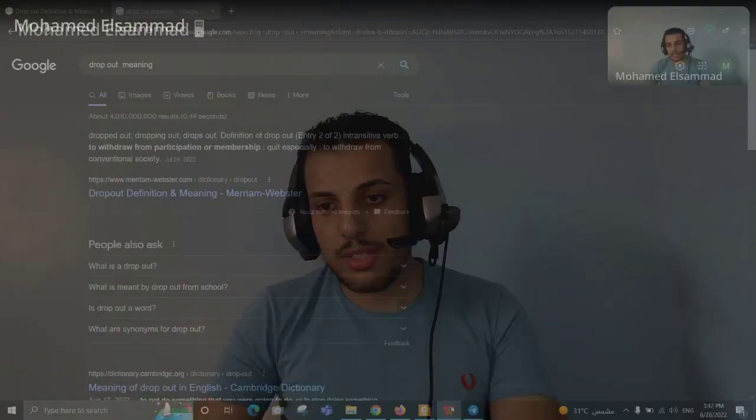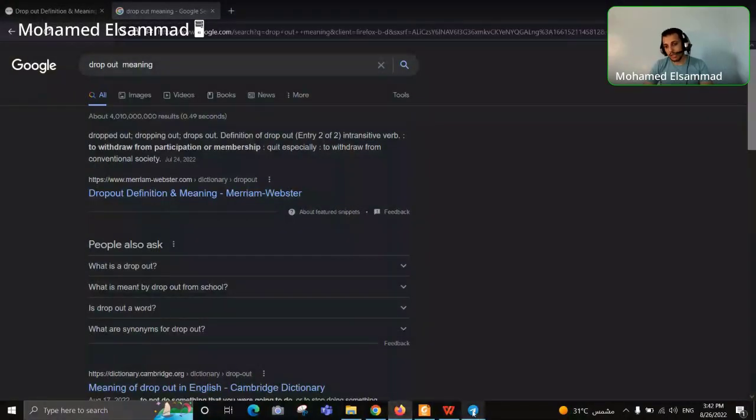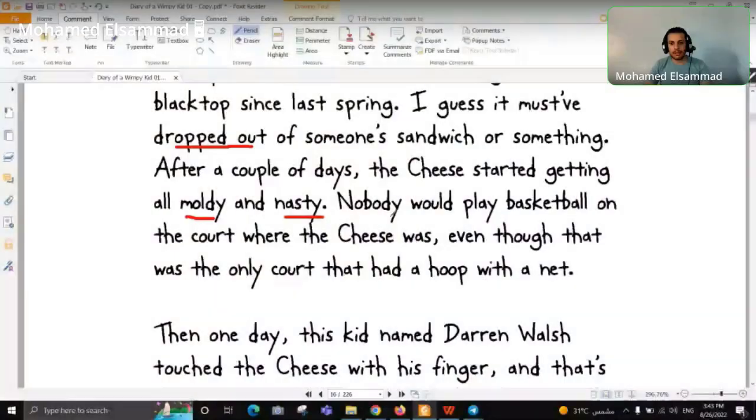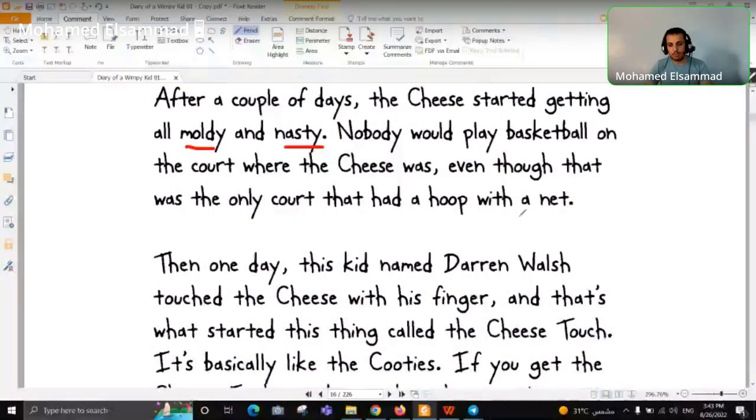Good. For someone's sandwich or something, after a couple of days, the cheese started getting all moldy and nasty. Okay, it just has a bad smell. Nobody would play basketball on the court where the cheese was, even though that was the court that had a hoop with a net.